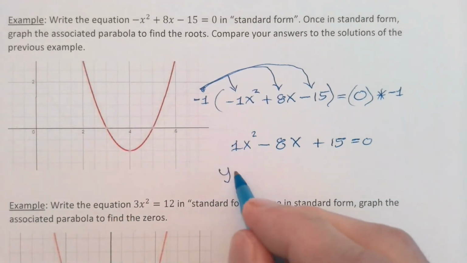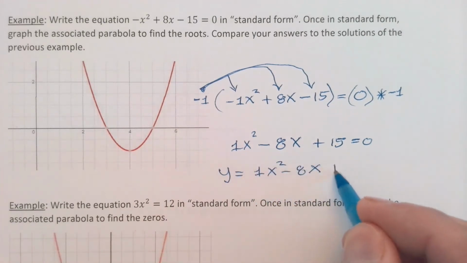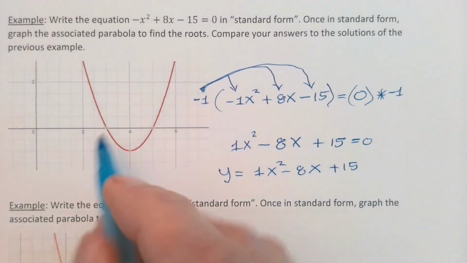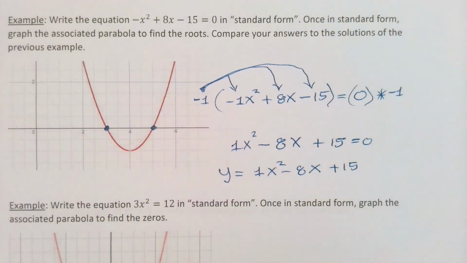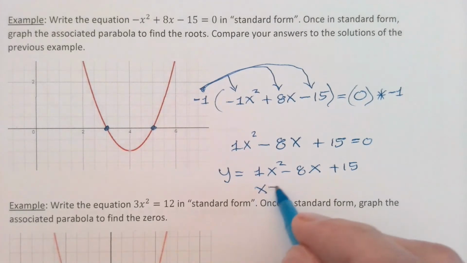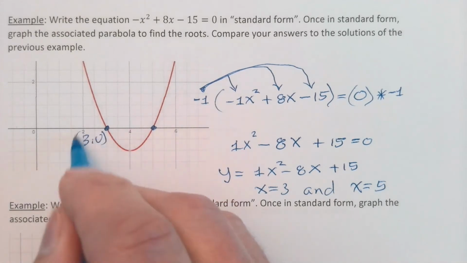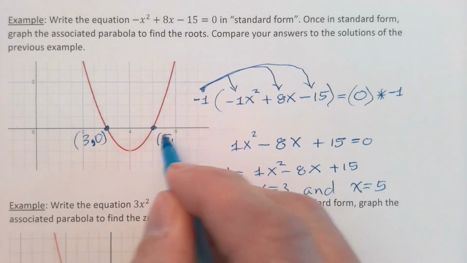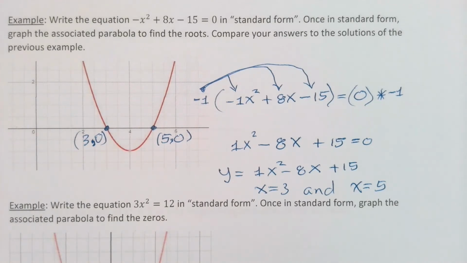Okay, so whoever made this graph probably went to Desmos and typed something like 1x squared minus 8x plus 15, and Desmos produced this graph, and then we can see that the roots to this graph are right here and here at x equals 3 and x equals 5, because the intercepts are (3, 0) and (5, 0). Now if this seems kind of familiar, it should be, because we just did a problem that had the very same x-intercepts and the very same roots.